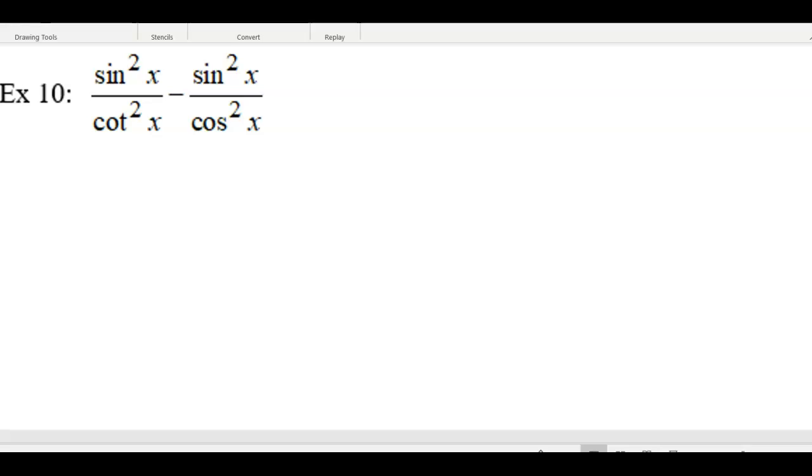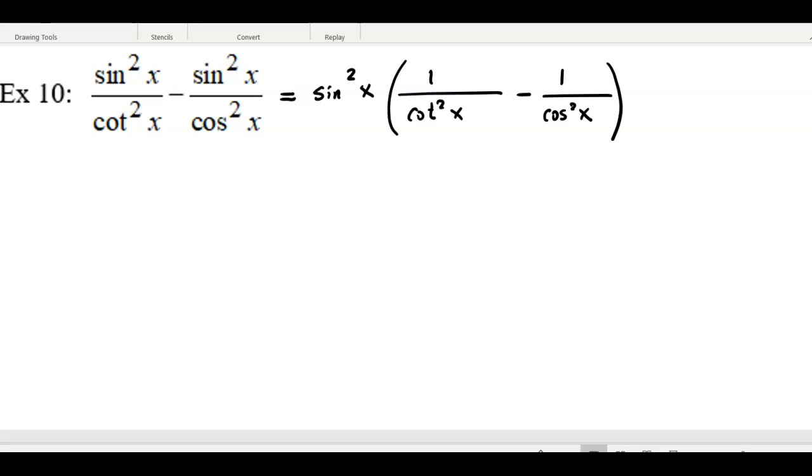But since this term has a sine squared of x, and this term also has a sine squared of x, I'm going to factor out sine squared of x first. It's going to look a little strange. Now when I factor out sine squared of x, I'm left with 1 over cotangent squared of x minus 1 over cosine squared of x. Okay? Looks strange, but all I've done is factored, or you could say that's the distributive property, because it is. Either one of those are good justifications.